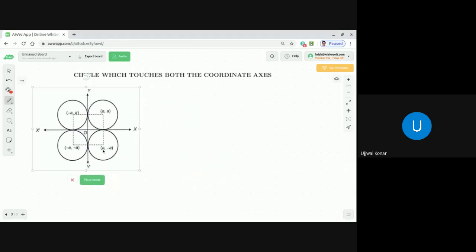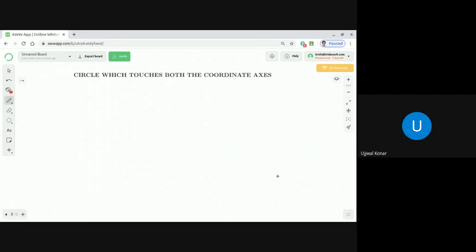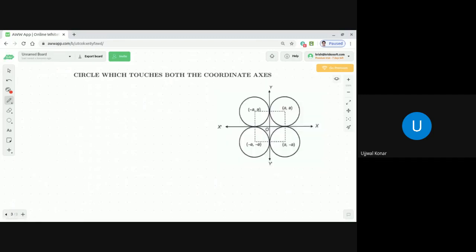Okay, please have a look into this. This is a clear representation of that statement, the circle which touches both the coordinate axes. The four circles that you see, dear students, have their centers in four different quadrants, right?